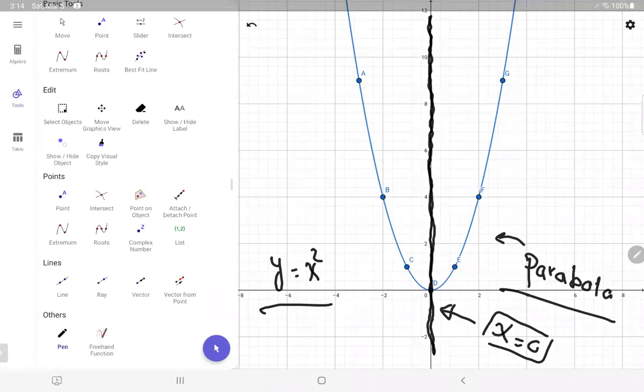Because again, if you pick any point on this line, the value of x is going to be 0. That's why the equation of this line is x equals 0. If I tell you graph the line x equals 1, that means you're going to go to the number 1 here.